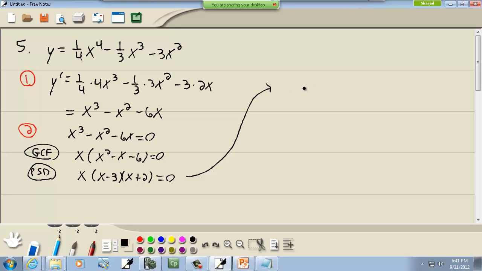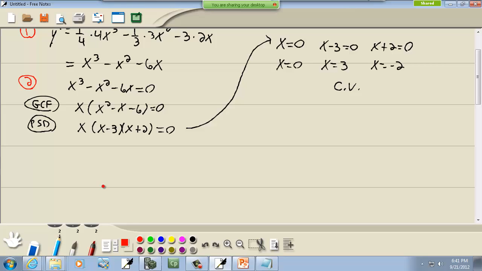Zero factor property from college algebra. You get 0 on one side, you factor the other side, you set each factor equal to 0. So I'll set x equal to 0, x minus 3 equals 0, and x plus 2 equal to 0. And we get 0, we get 3, and we get negative 2. So these are our critical values.